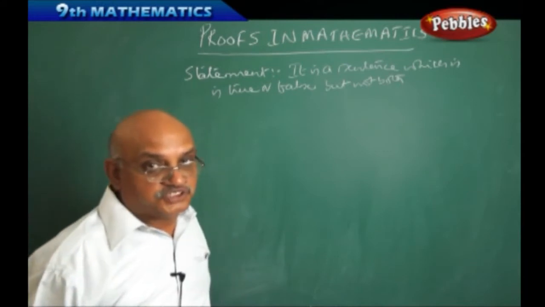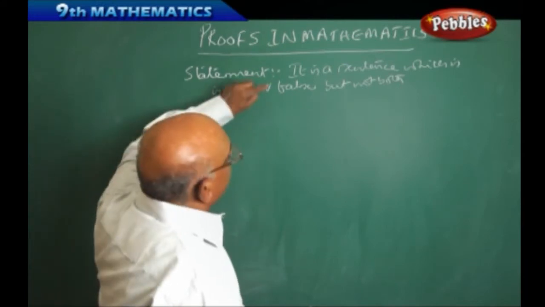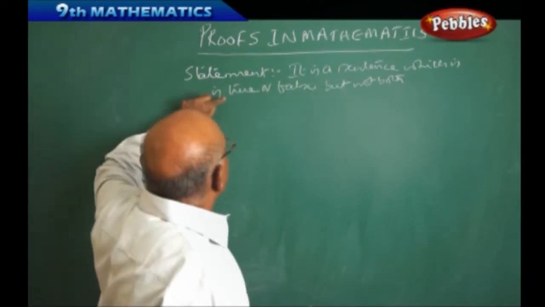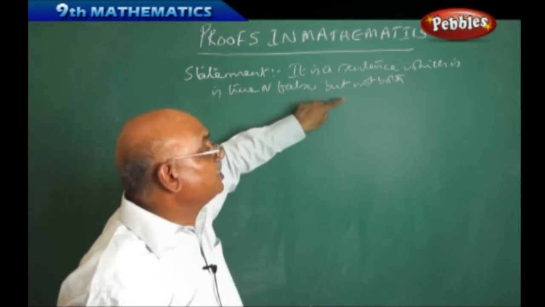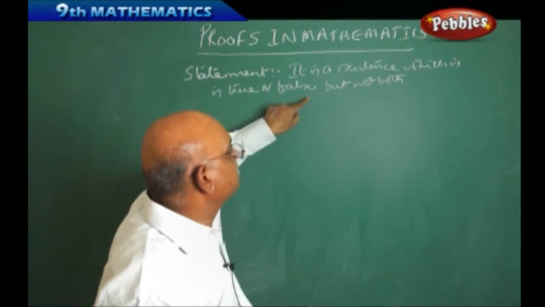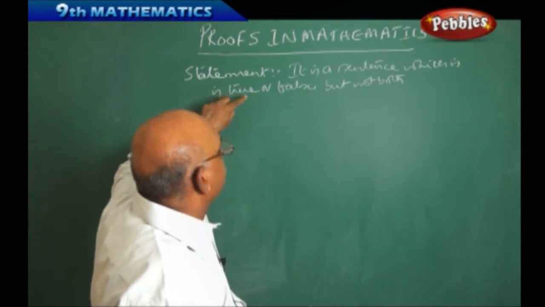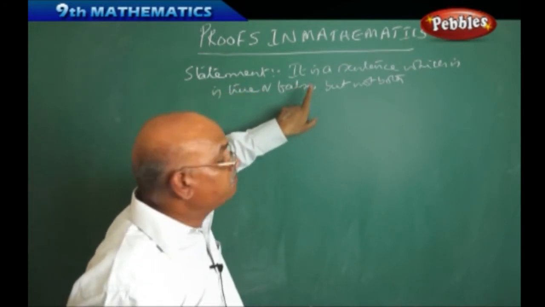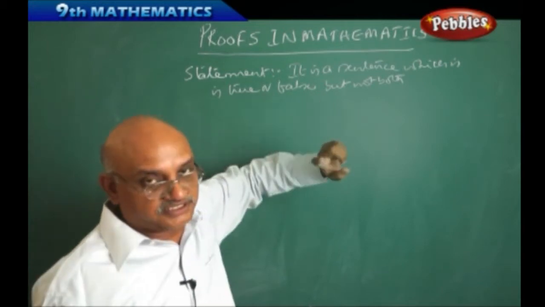But here the question arises: it is a sentence which is true or false but not both, meaning it should not be true as well as false. It should be either true or false, but not both.